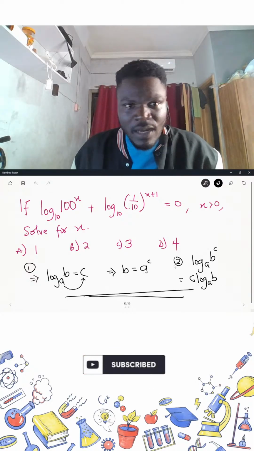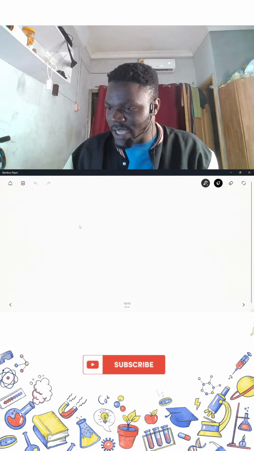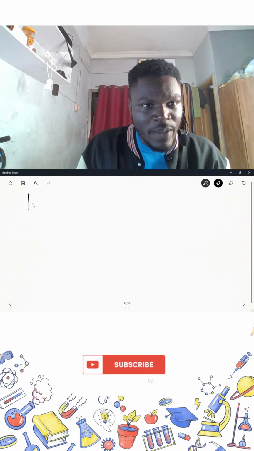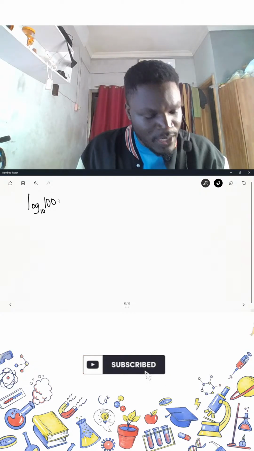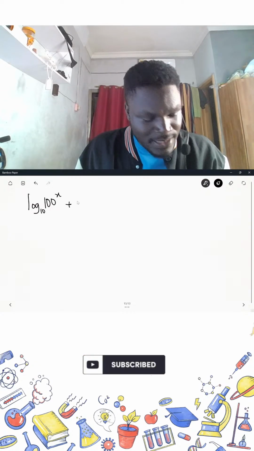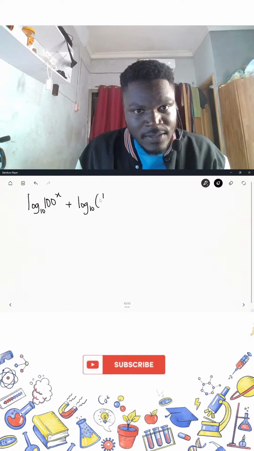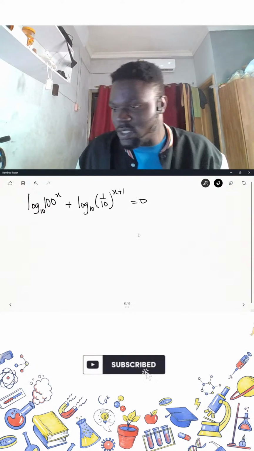I'll rewrite the question over here and then we'll solve it together. I'll take my time and do the explanation so that we all get it. So we have log base 10 of 100 raised to the power x, plus log base 10 of 1 over 10 power x plus 1, and this is equal to 0.